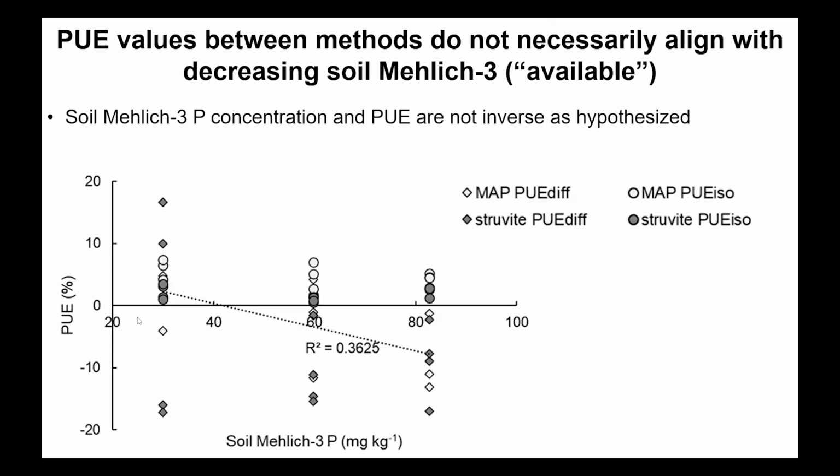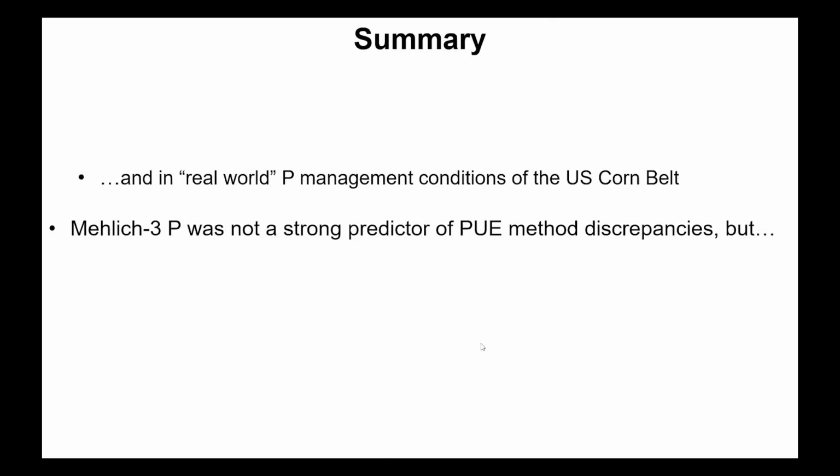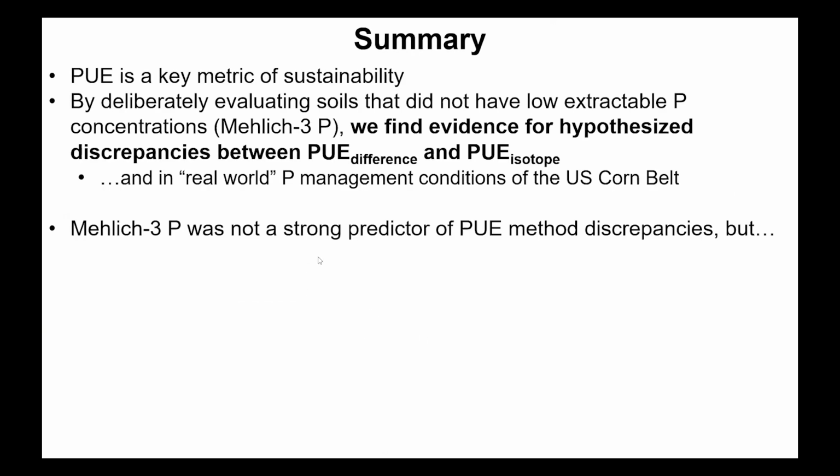It did seem to be highly specific to the combination of method and of fertilizer, specifically for MAP and for PUE by difference. There was a very weak correlation with PUE decreasing as Melich 3P went up. So to summarize all this, my animations are out of order, sorry.